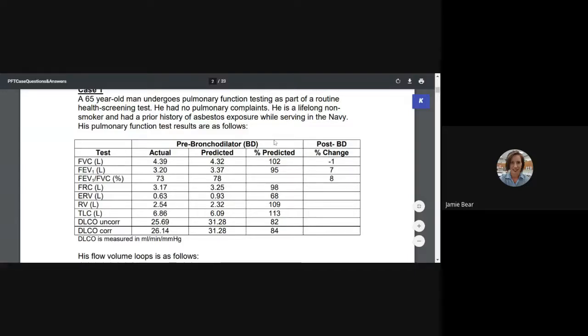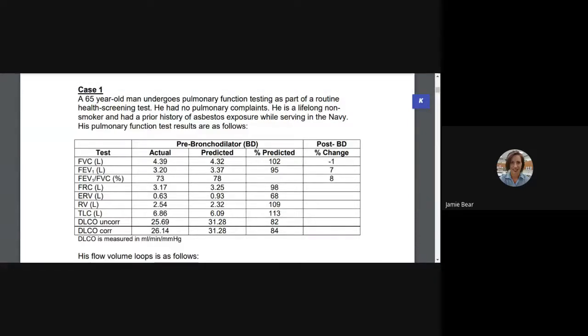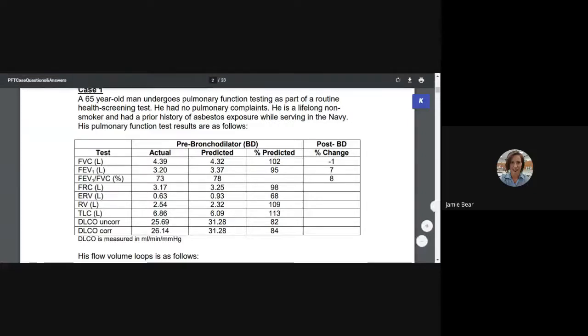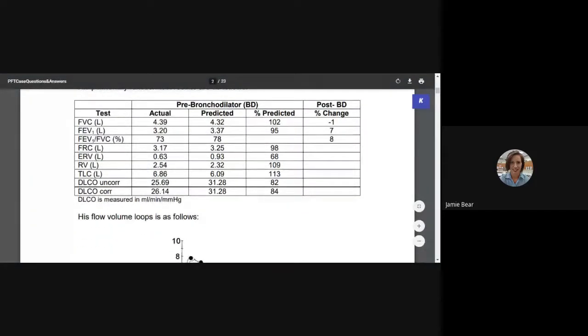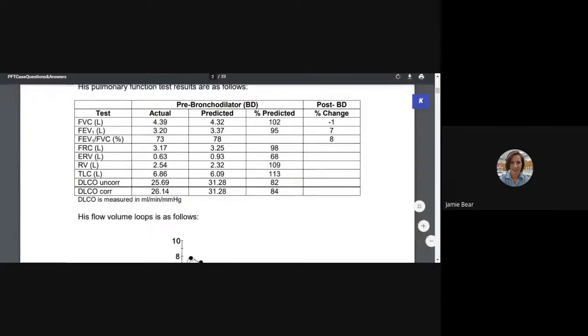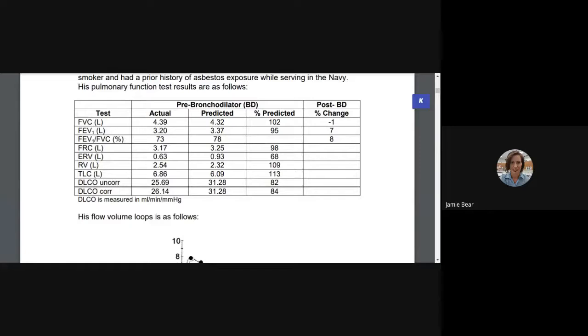This patient was able to get 102% of predicted for the forced vital capacity. For his FEV1, 95%. Both of those are within normal limits. His ratio is 73%. So normal, normal, and 73, which is just above normal. That is a normal test, but the ratio is on the low limit of normal, so he's getting close to an obstruction. Now let's go down and look at his lung volumes and capacities.